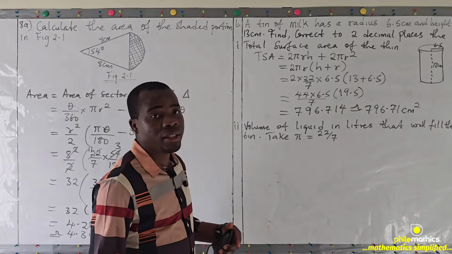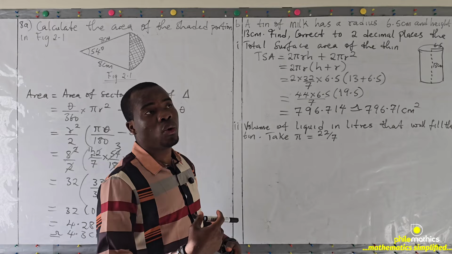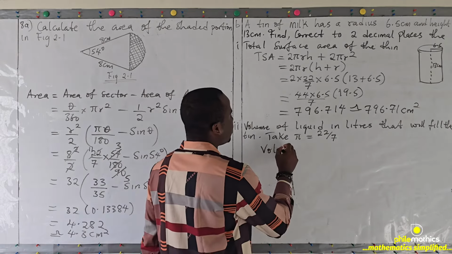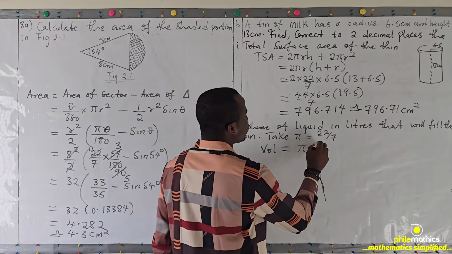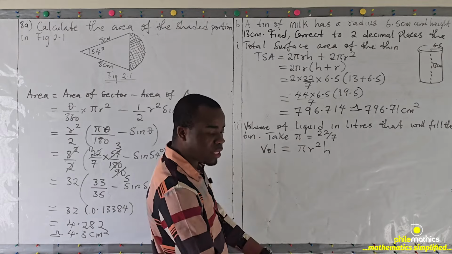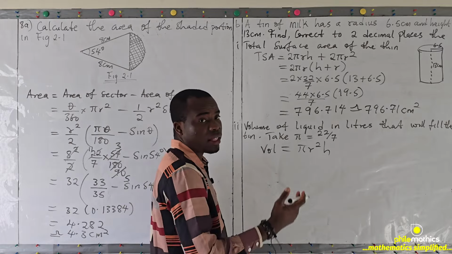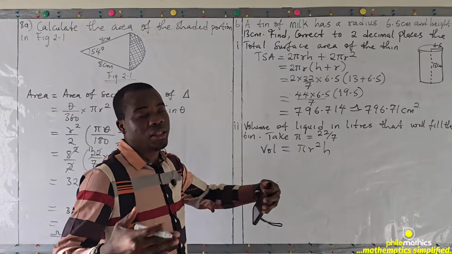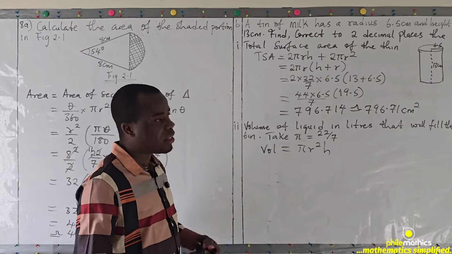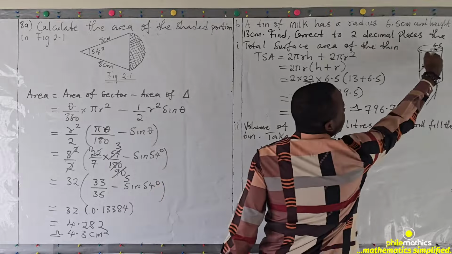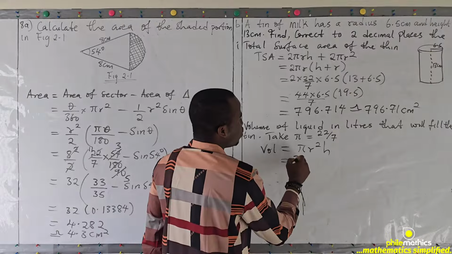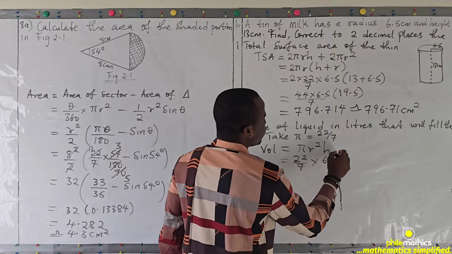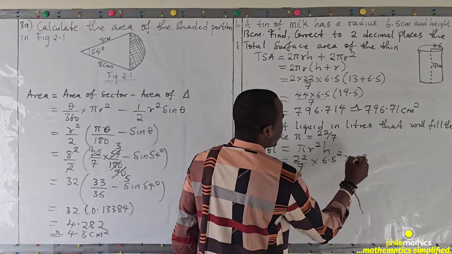So we can find it in centimeter cube and then convert it to liters. What's the volume of a cylinder? The volume of a cylinder is given as pi r square h, meaning the base area times the height. That is how we usually calculate the volume of a 3D shape. The base area times the height. So what's the base area? It's a circle. So this is 22 over 7 times 6.5 square times 13.